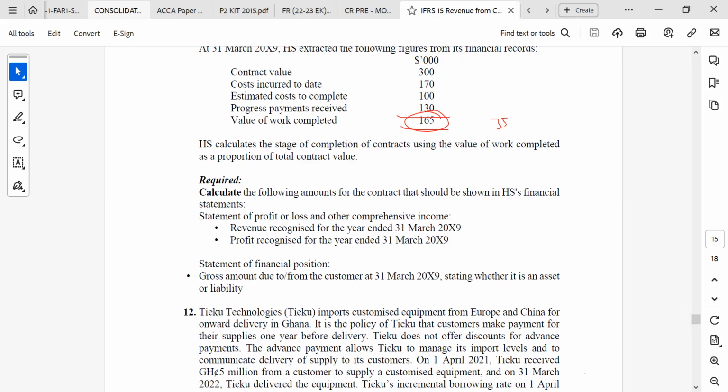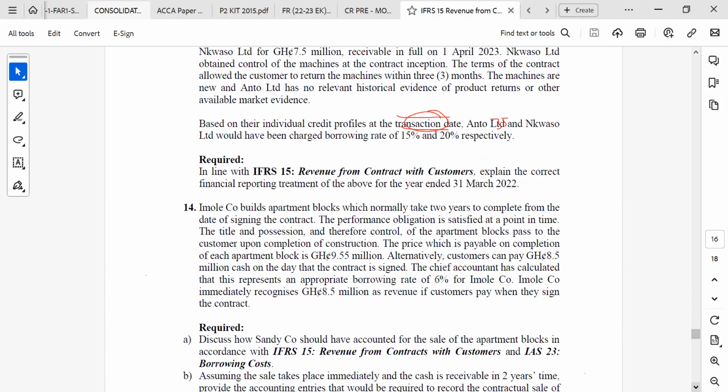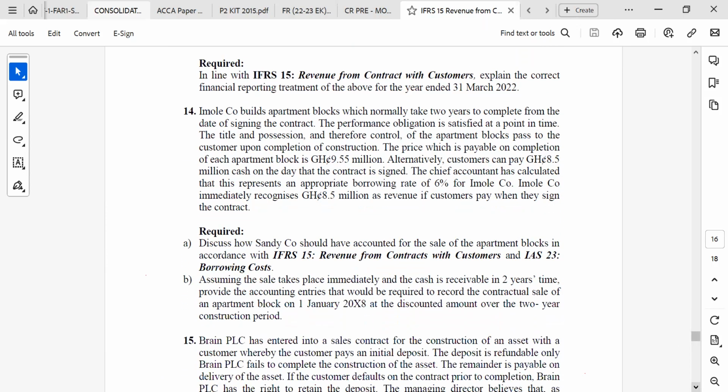So let's pick more complicated issues where I will talk about issues where borrowing costs and things will come in. Okay, let's look at question 14.